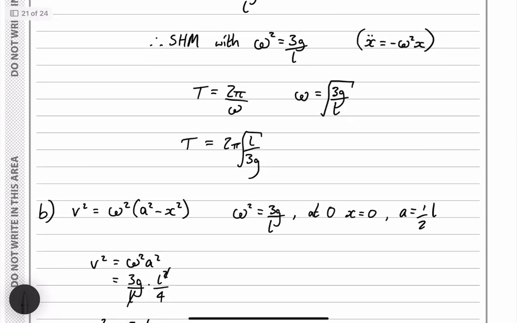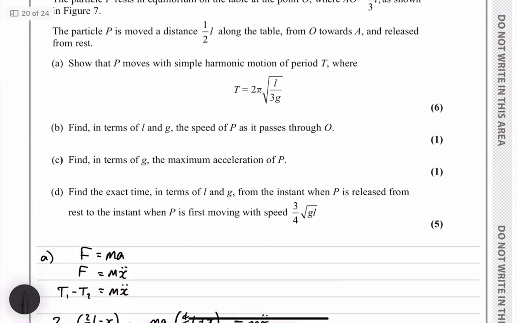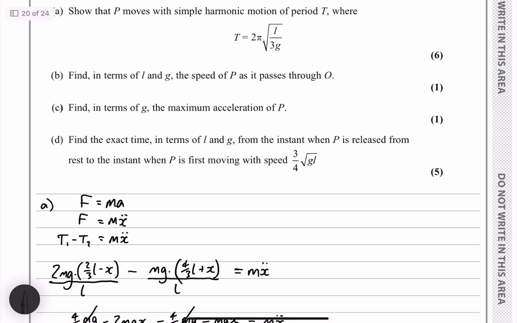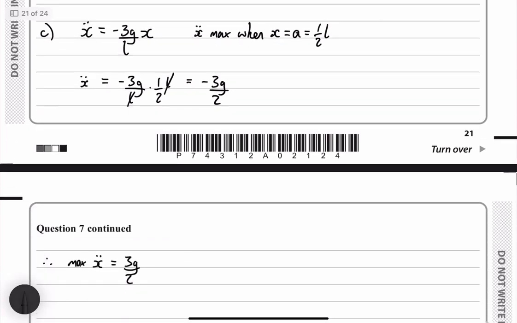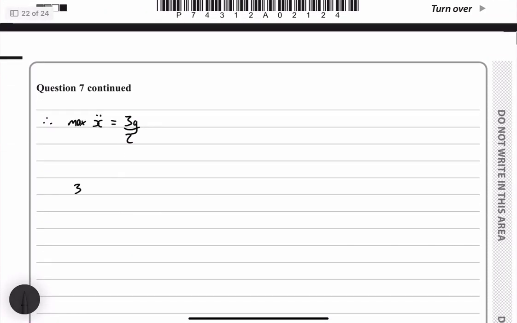Part D. Find the exact time in terms of L and g from the instant when P is released from rest to the instant when P is first moving with speed 3/4 root gL.